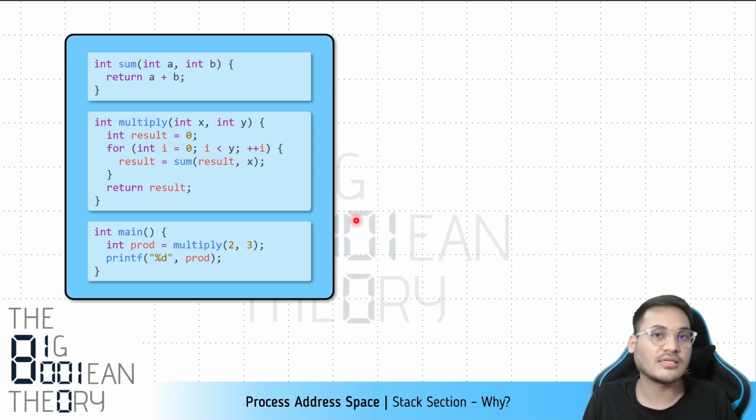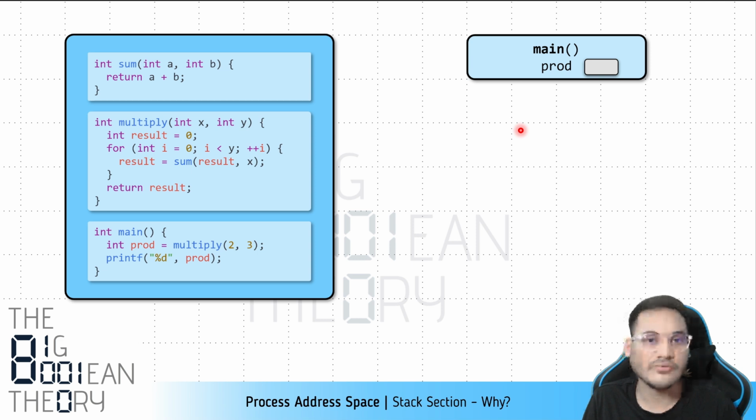So let's start the execution of this code. First of all, the main function will be called, okay. Every function I will represent by a rectangular block. So the first function that is called when your program starts executing is the main function. And then there is a prod variable. So this is the variable that we are going to fill.